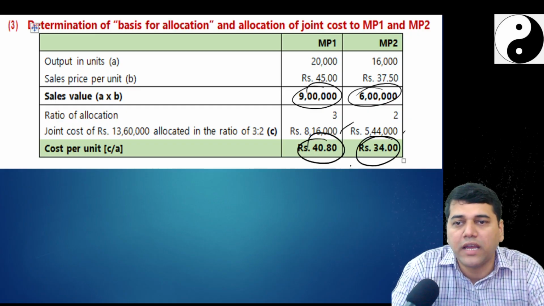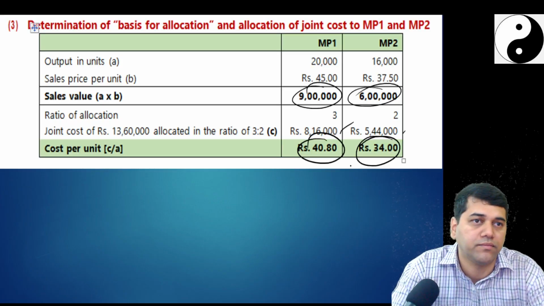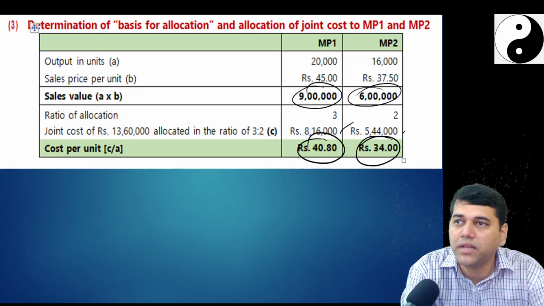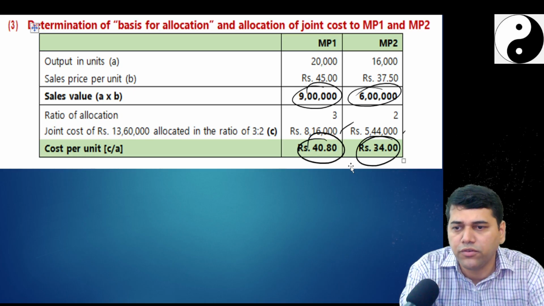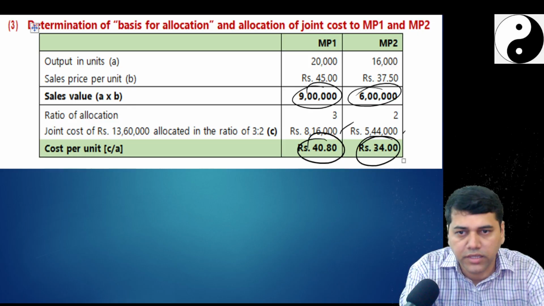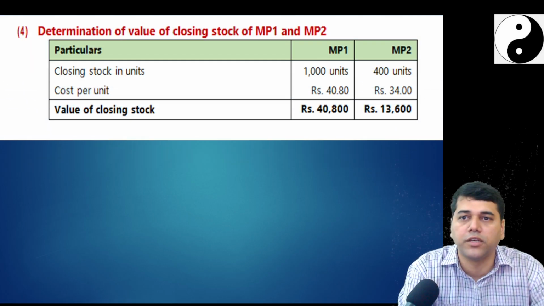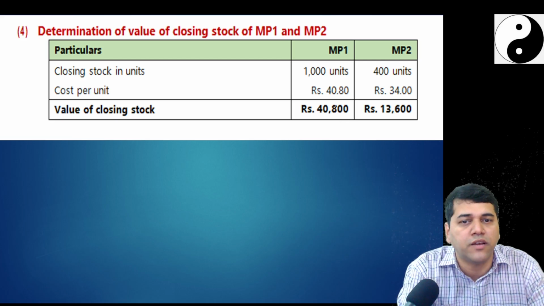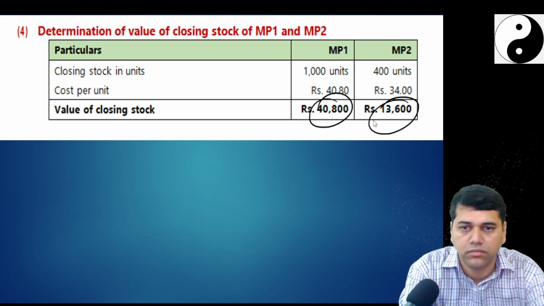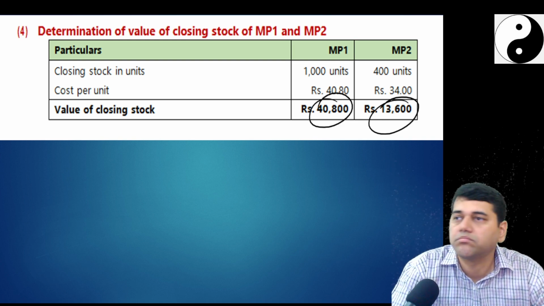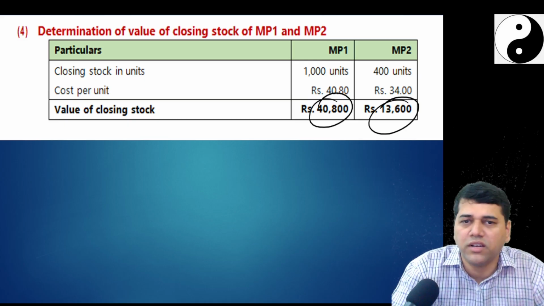They didn't ask you to calculate the value of the inventory. They simply asked you the allocation of the cost. If you have calculated the value of the inventory also, fine. Determination of the value of the inventory: you just have 40,800 and 13,600. If they don't ask, you can always calculate it.